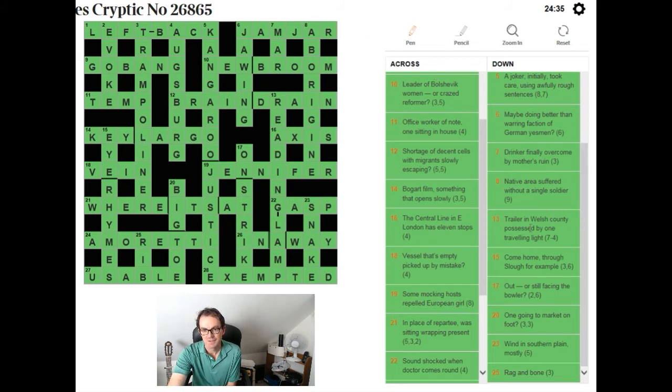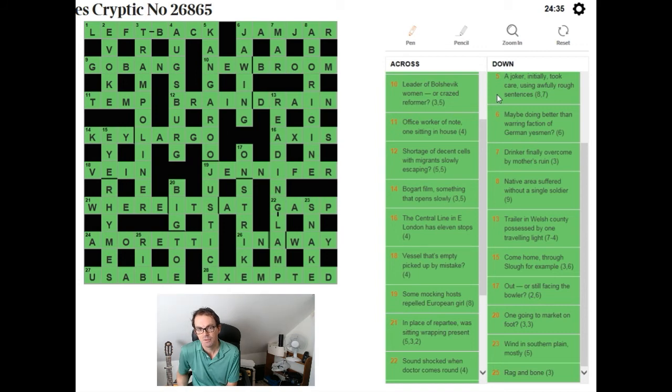13 down, this is another genius clue. Trailer in a Welsh county possessed by one travelling light. I think this setter has a real talent for producing surfaces of clues that read very well and are totally misleading about what you actually need to do to uncover and decipher the wordplay and the definition. So I was convinced for a long time that the definition here was travelling light. And I was thinking, run, is there a running lamp? Is there a well, no, it's just light here.